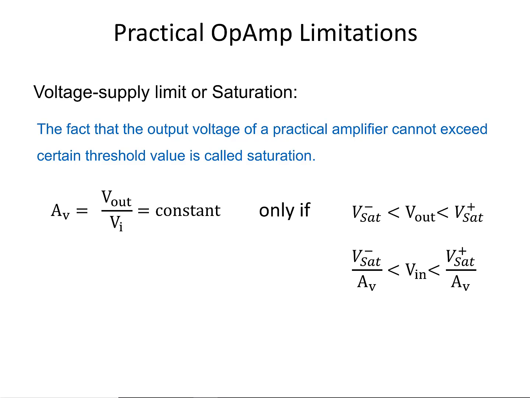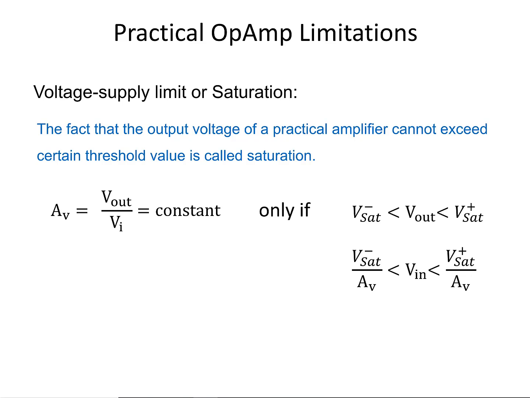Now the fact that the output voltage of a practical amplifier cannot exceed a certain threshold value is called saturation. So the output of an op-amp circuit cannot exceed the level of external voltage supply that is connected to the op-amp, and it's generally slightly less than this voltage supply limit because some voltage is going to be dropped across the elements inside the op-amp. This maximum voltage value is called saturation voltage.